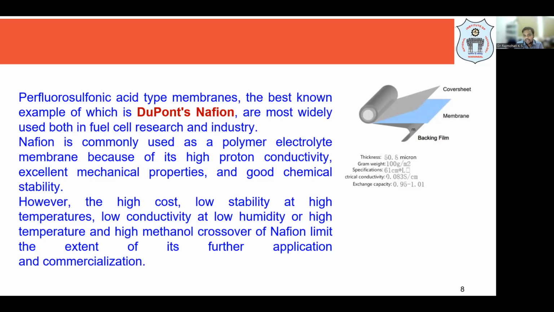They have excellent mechanical properties and provide us good chemical stability also. But there are the high cost, low stability at high temperature operations, low conductivity at low humidity conditions or high temperature, and high methanol crossover of Nafion. This limits the extent of its further application in large scale applications.